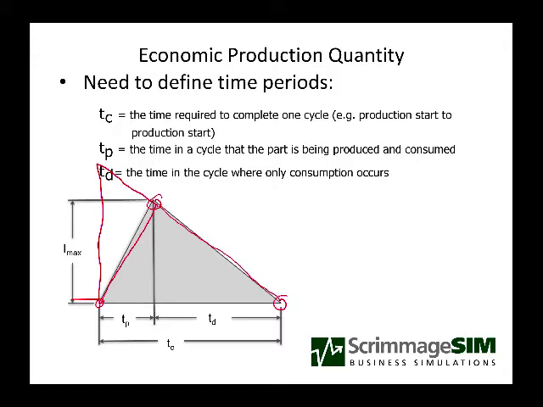To understand this problem, we have to separate this triangle into 2 periods. The production period, we're building up the inventory, and the demand period, we're living off the inventory. The sum of these two is the cycle length, and that tells us how long we go from starting the manufacturing process until the inventory gets back to 0 and we start again. T sub P and T sub C are really the 2 important parameters for understanding this problem.